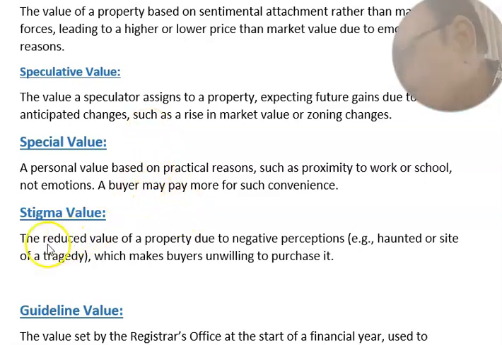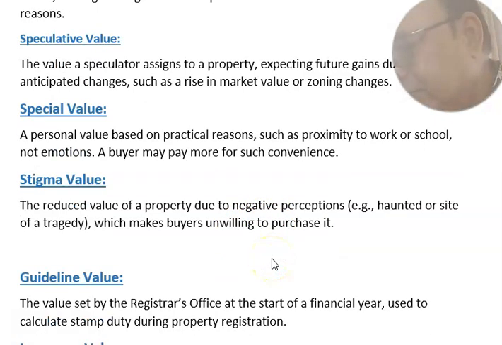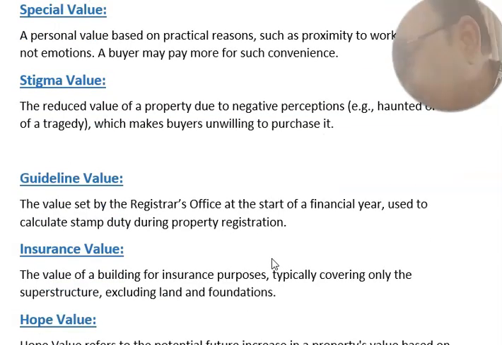Stigma value is the reduced value of property due to negative perception. If in any property someone has committed suicide, a murder was done, or the property is erected on a graveyard, that value is called stigma value, the reduced value of property due to negative perception, which makes the buyer unwilling to purchase it, so it will fetch a very low rate.